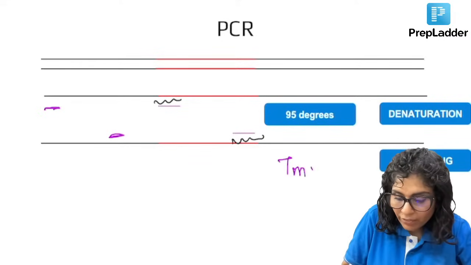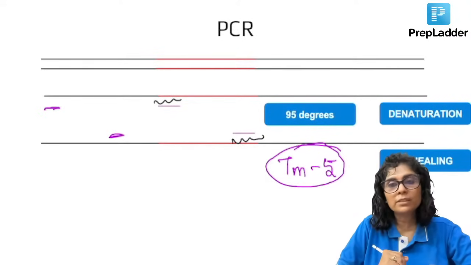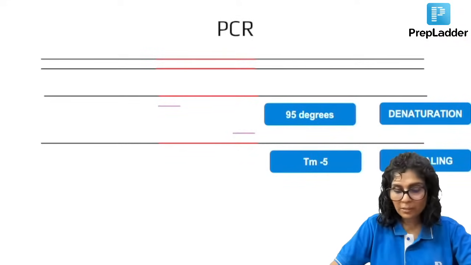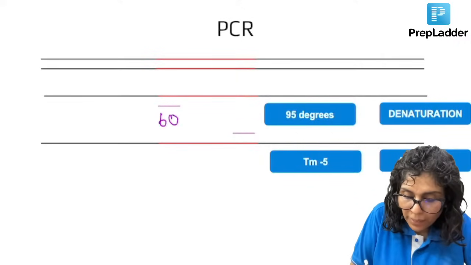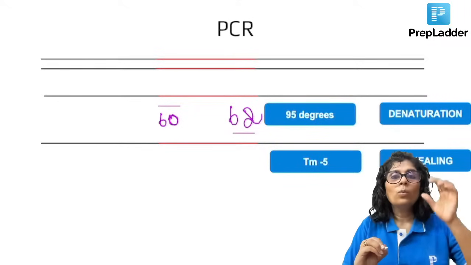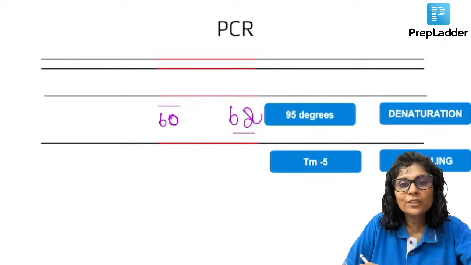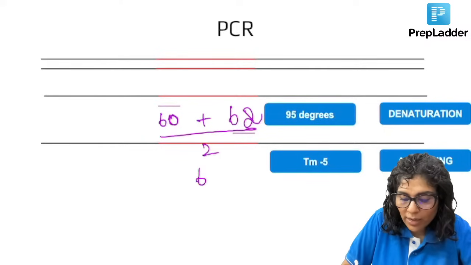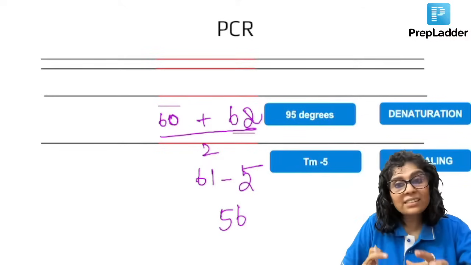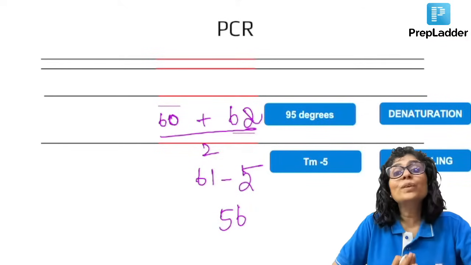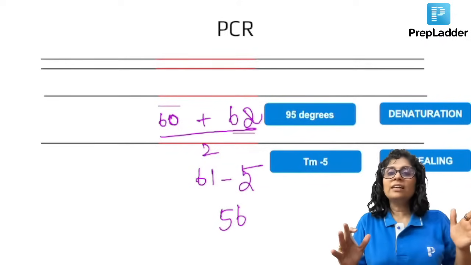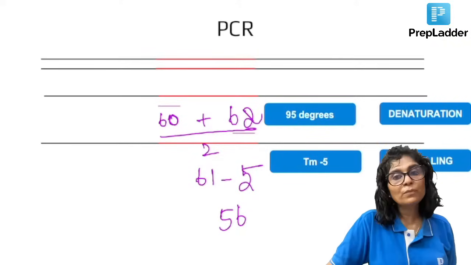It has to be just 5 degrees less than the melting temperature of my primers. Do you understand this? For example, if the melting temperature of one primer here is 60, the other primer here is 62. The average is 61. What is 5 degrees less than 61? 56. So in this case, annealing temperature will be 56. But it is variable. It varies based on the melting temperature of the primers. Are you clear? It is just 5 degrees less than the melting temperature of primer, but otherwise it is variable. Okay.